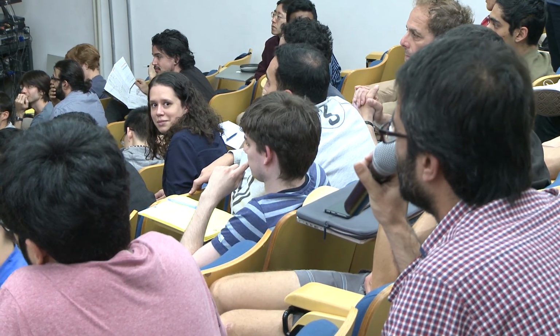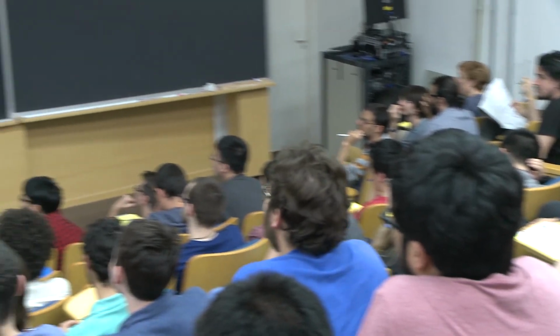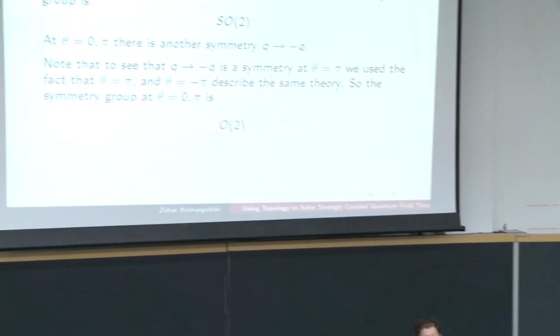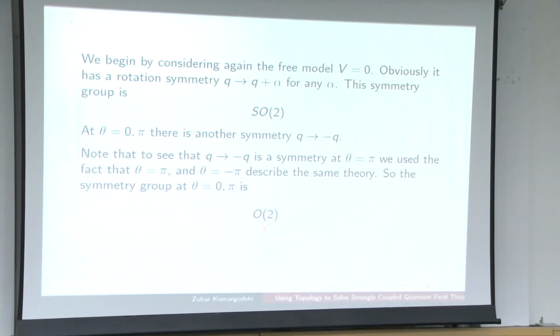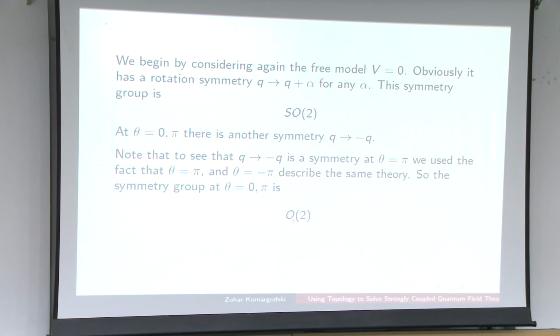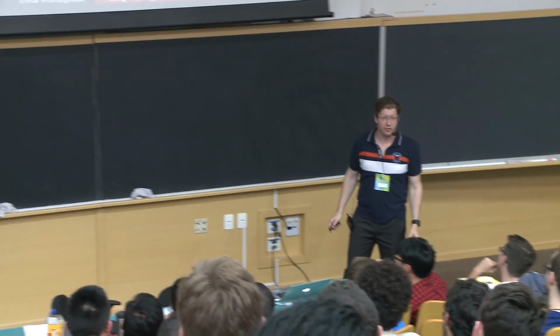Exactly. That's exactly what I said. So the point is that as I said here, at θ equals 0 and pi, the group is extended to O(2), not SO(2). And that's why at θ equals 0 and pi, you may have a central extension, which takes place at pi, but not at 0. So it's really important that it's O(2), not SO(2), because SO(2) does not have non-trivial central extensions.